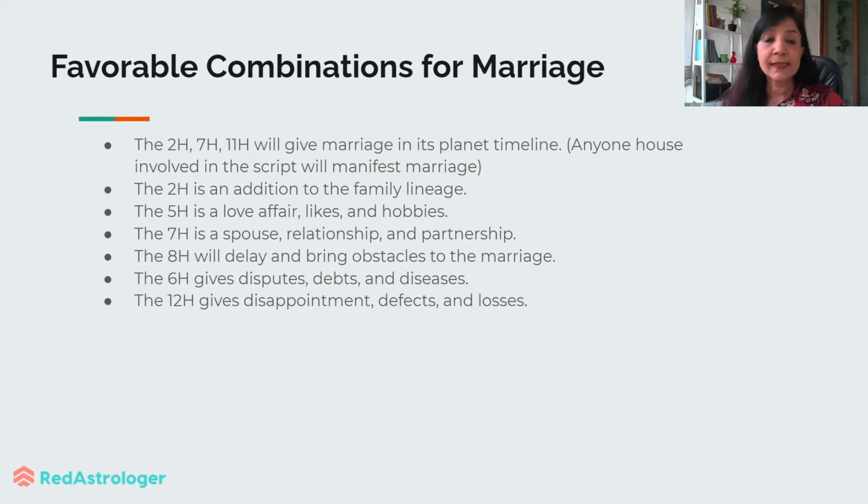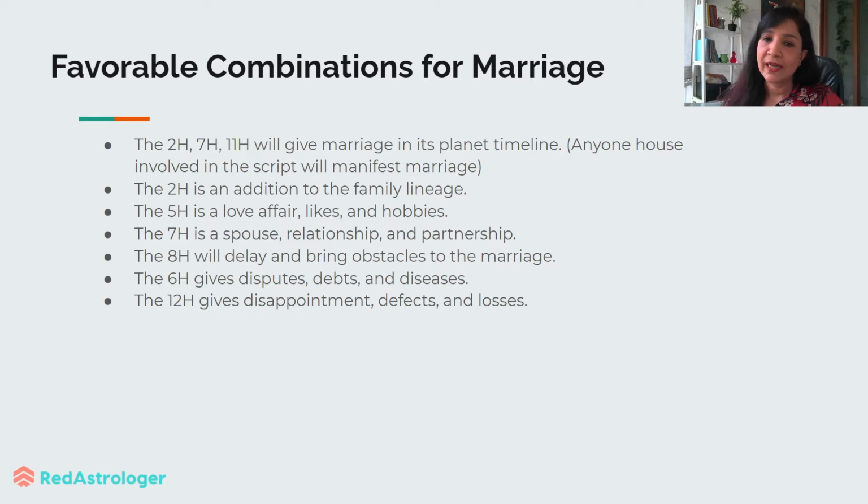You have to focus on the 7th house cuspal sublord, its star lord and the significators, and Venus, as Venus is a significator and karaka for marriage. The 7th house represents marriage, partnership and dignity. Now there are supporting as well as opposing houses to the 7th house. So first of all, see the 7th house cuspal sublord. It has to make some relation with the 2nd house, 7th house and 11th house. Then it will give marriage in the planet's timeline.